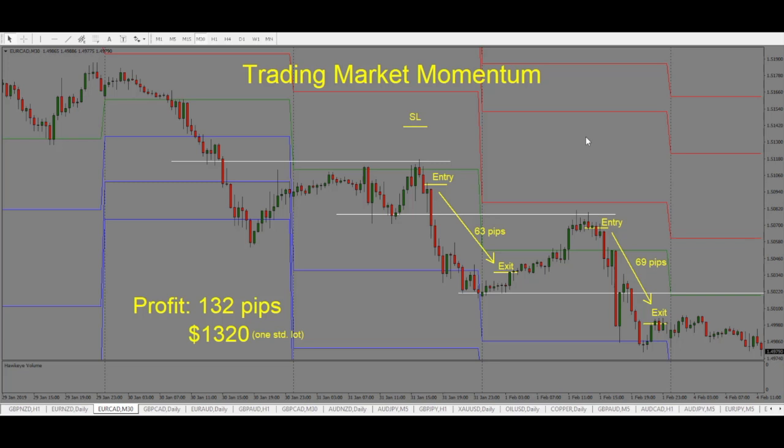Now, there are several different ways that we can look for momentum. We can look at moving averages, Heikin-Ashi, and all of that. But today we'll take a look at a really simple way to look at momentum without really looking at any indicators. And that is just to look at the candlesticks.